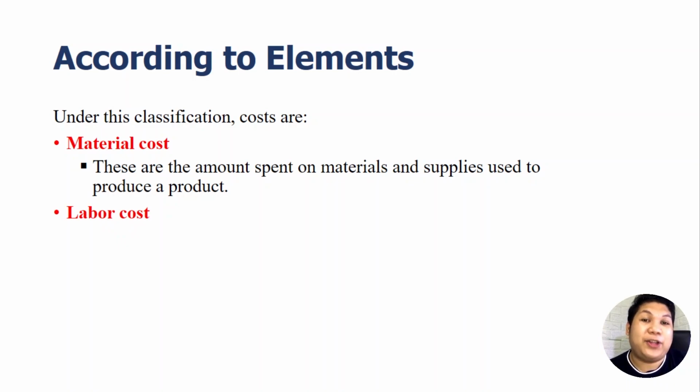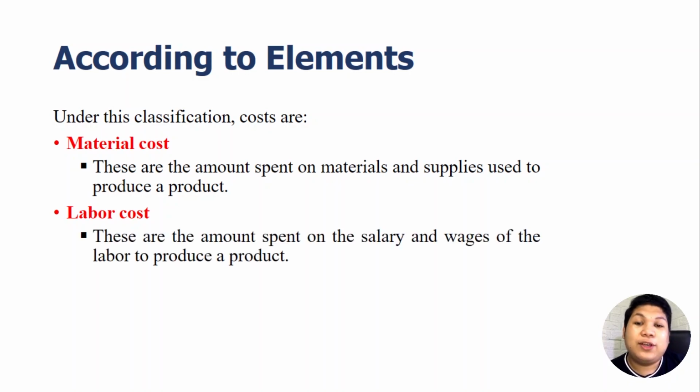Another type under the elements is the labor costs. From the word itself, labor. This is the amount that you spent to pay your laborers. So if you are into baking, material costs will involve the ingredients, the supplies, the flour. But the labor cost will include the salary that you paid to your baker or to someone that is making your products. Okay, so that is labor costs.